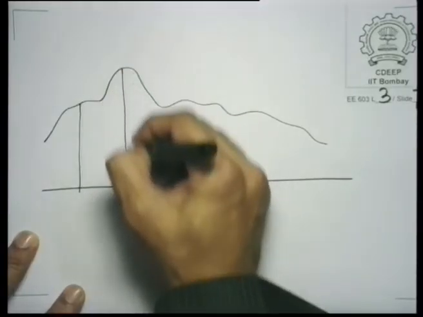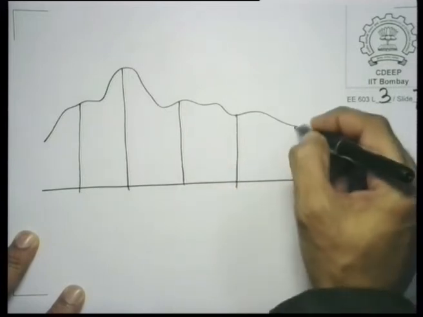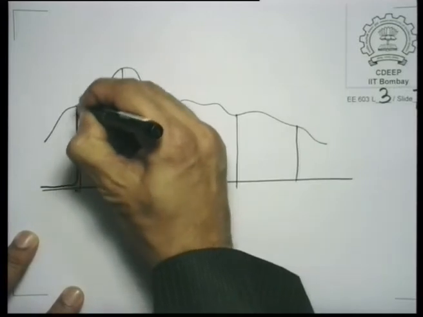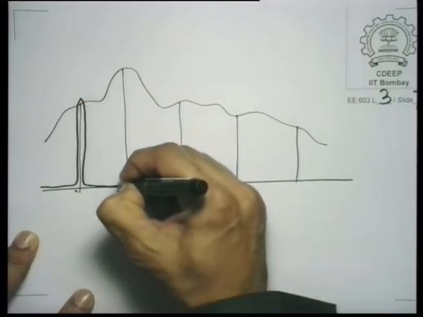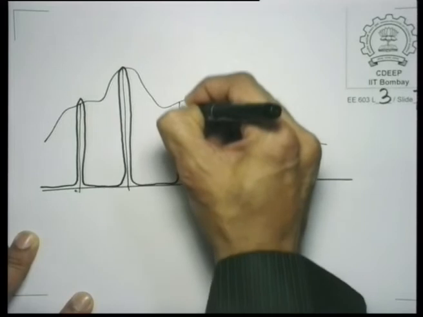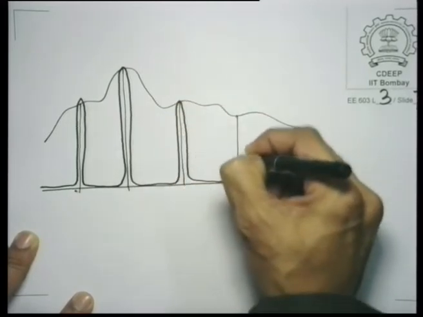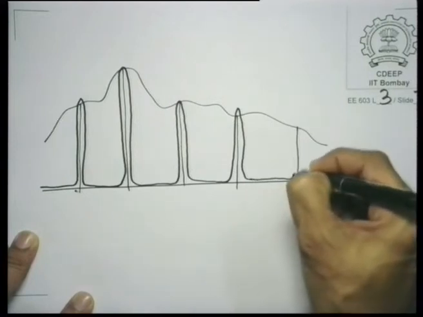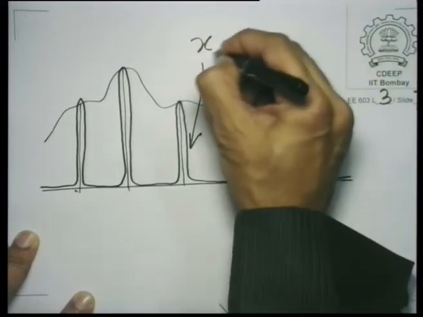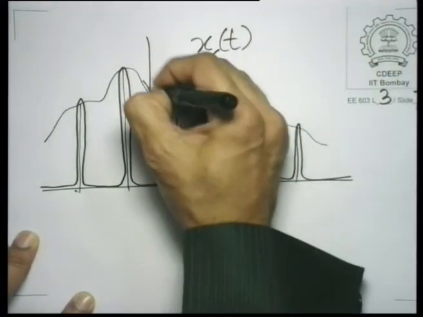Let us sketch what we are saying. What we are saying is, if you have this continuous signal, and if you sample it here and here and then here and here and here, what you are doing is just ultimately considering this signal. So, let me call this x s of t, and let me call the original signal x t.